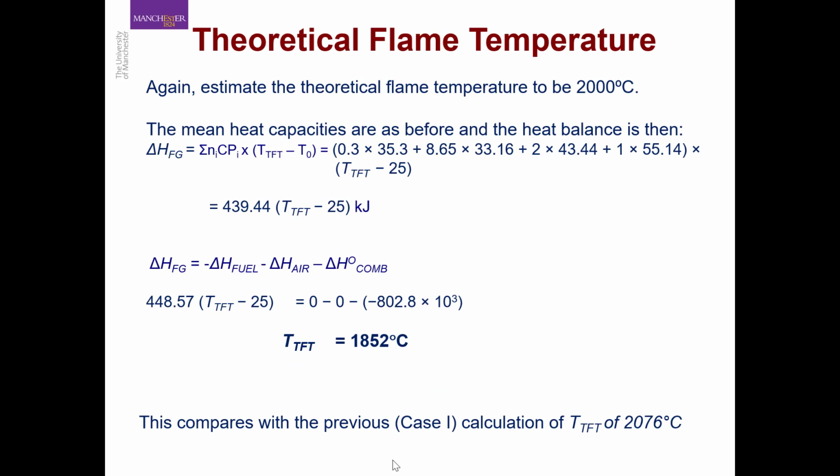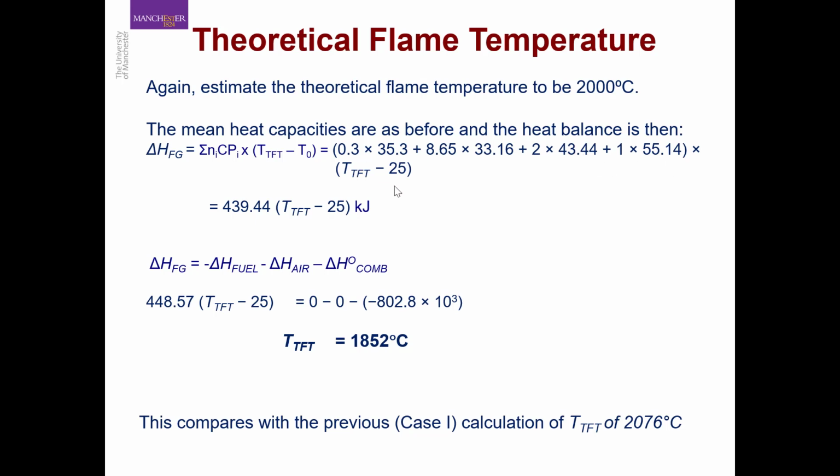So again, we need to calculate what is the theoretical flame temperature. So we start by assuming an estimated value of theoretical flame temperature. Again, we start with 2000 degrees centigrade, and we do an energy balance to calculate the enthalpy of our flue gas using the same formulation that we discussed in case 1. In this case, the difference is that we have the remaining oxygen present in the flue gas, that is 0.3 kilomoles, and then we multiply it with Cp of oxygen, and then we have a little bit extra nitrogen in the flue gas as well. The rest of the calculation is the same.